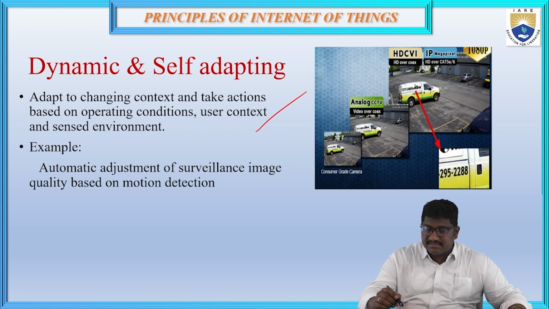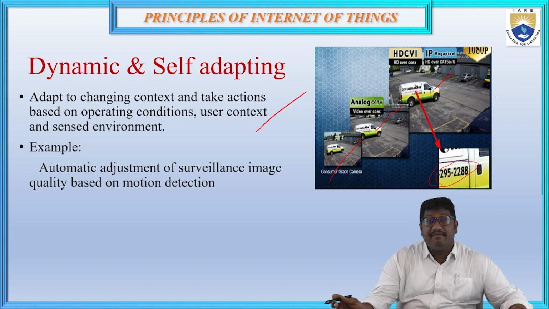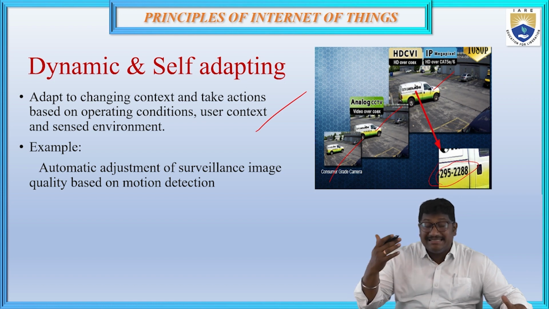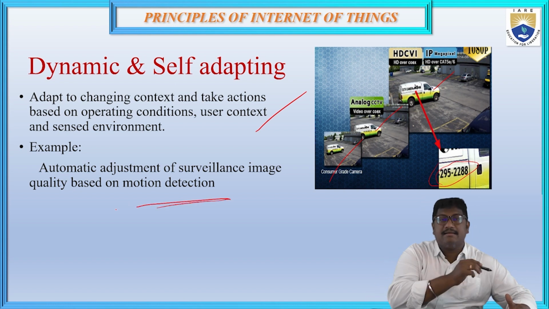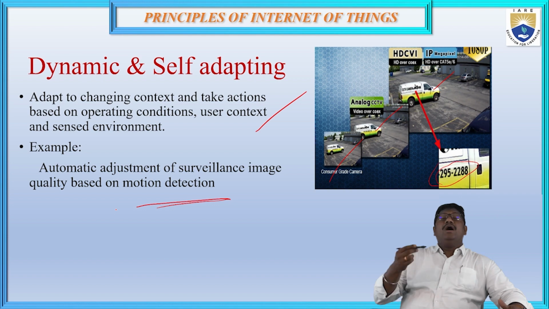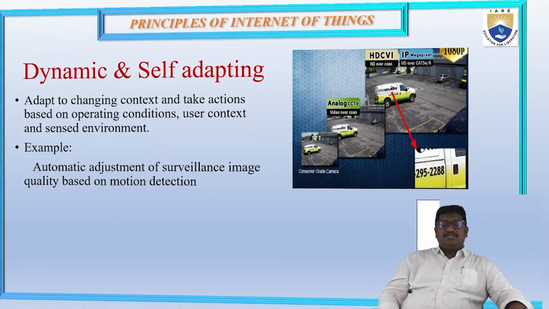Automatically, see the image here. It was a normal IP megapixel, this was an analog CCTV, and this was a consumer grade camera. In HD CVI only, we are able to track this particular vehicle number in detail. This is how it is automatically adjusting by itself that something has happened, based on motion detection. Got it, guys? This is how our IoT systems have the dynamic as well as self-adapting feature.